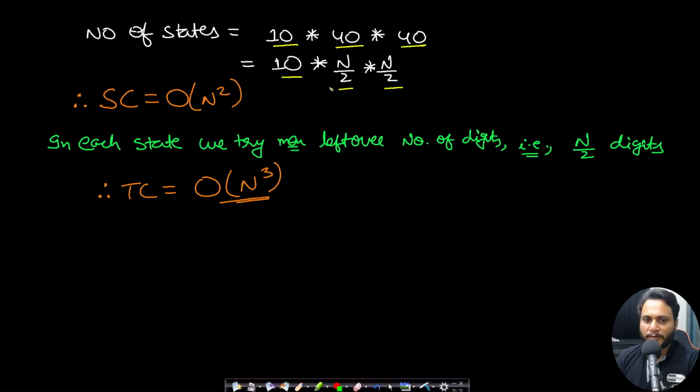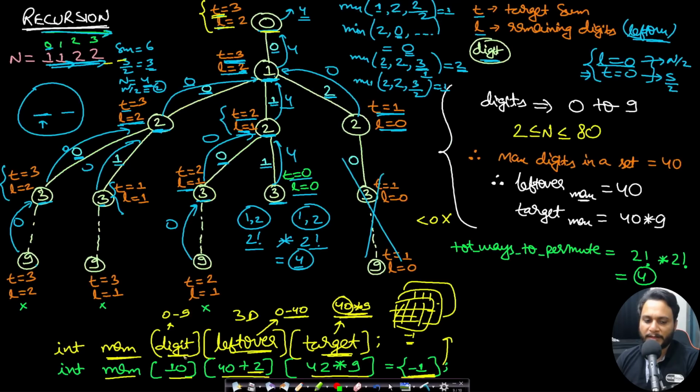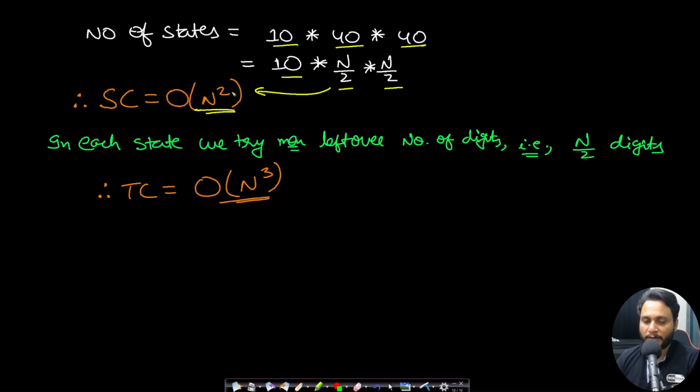And therefore, you can say that the space complexity is n square. It is not n cube. Even though we are taking 3 dimensions, the digit is from 0 to 9 always, all the time. So this is order of n square.